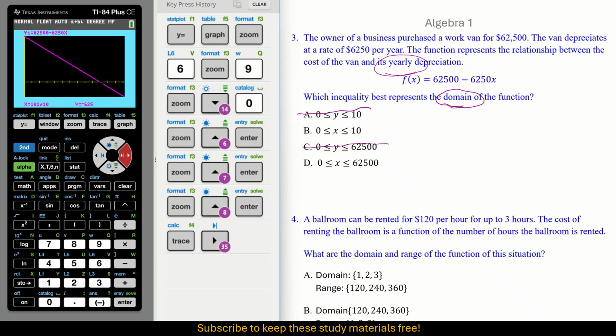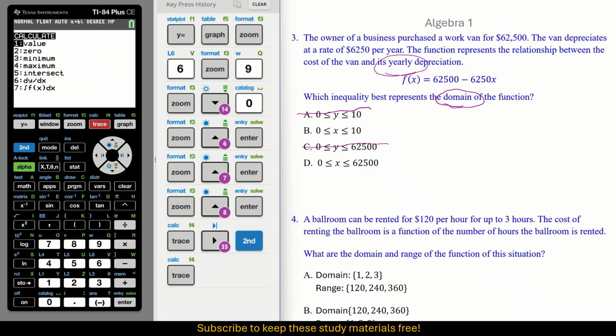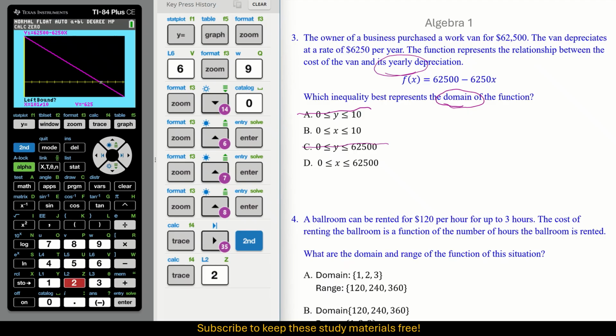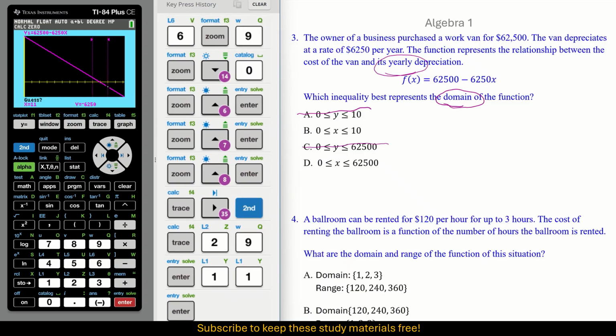Okay, there's also another way. There are other ways to do this. So we push second and trace, which gets me calculate or calc. Okay, and then we want number 2, which means find the zero. And you want a left bound and a right bound. So type in your left bound. So looks like we're somewhere around 10. So I'm going to enter 9. So 9, enter. And then I'm going to go past 10 and go to 11. 11, enter. Okay, and then enter again. And it gives you your exact zero.